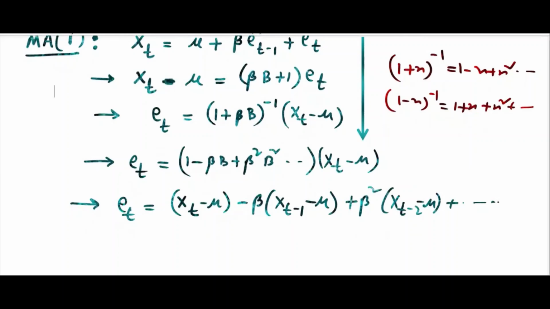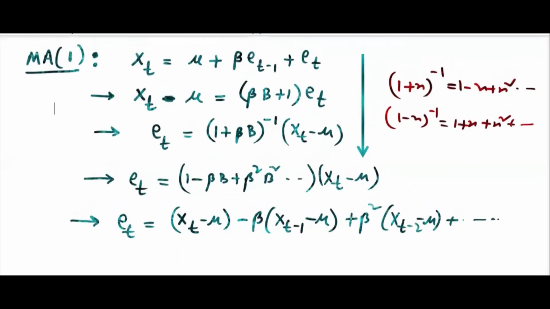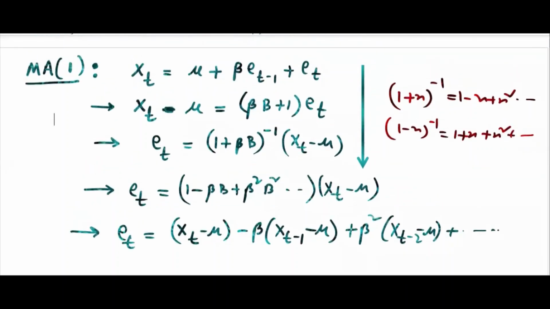You inverted this one actually. That's where the name invertibility comes from. This is possible. Remember, this is not possible every time. This is possible only when the mod of beta is less than 1. Otherwise it is not possible. So this is invertibility. This expansion is possible, not always, only when mod x is less than 1.